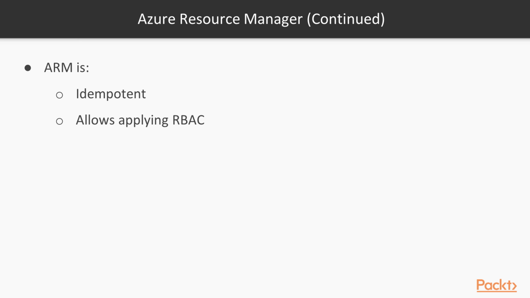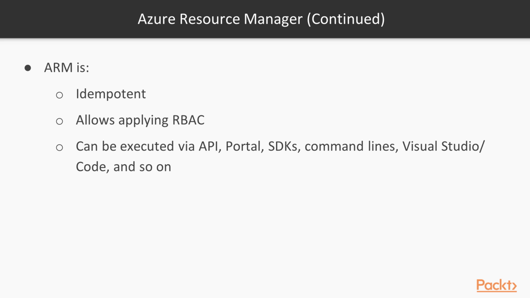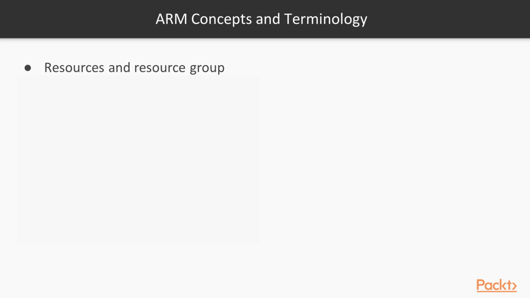It allows applying the RBAC model. That means you apply access control to our resources, in particular at the resource group level, and it can be executed in different ways. The starting point is the API, but we can also have the Azure portal, SDK, command lines, Visual Studio, many things. Let's go through several concepts and define the terminology we use in ARM.